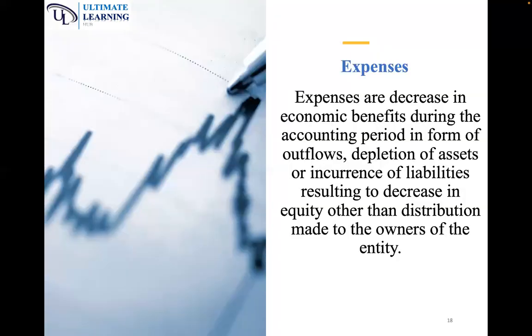Finally, there is the last element, which is the fifth element, known as expenses. Expenses are the opposite of income. So expenses are decrease in economic benefits in the form of outflows, decrease in assets, or increase in liabilities, and they result to decrease in equity apart from distribution to owners. So expenses must result into decrease in economic benefits. And what causes this decrease? Outflows, decrease in assets, or increase in liabilities, resulting to decrease in equity apart from distribution to owners.